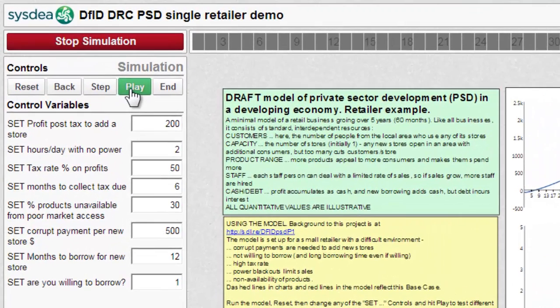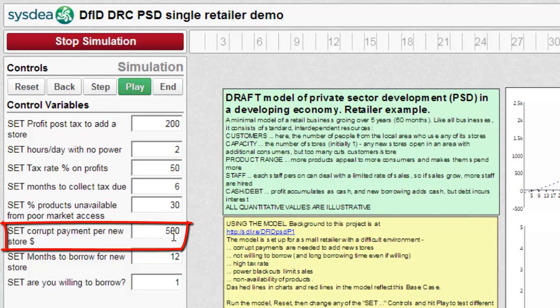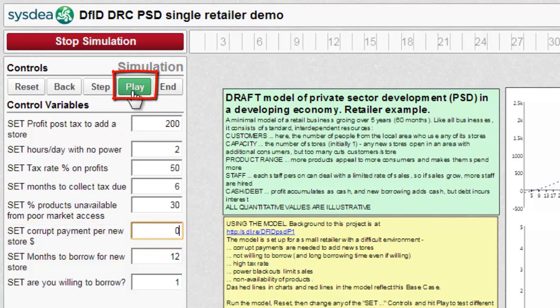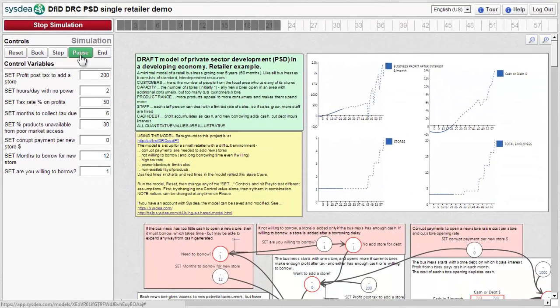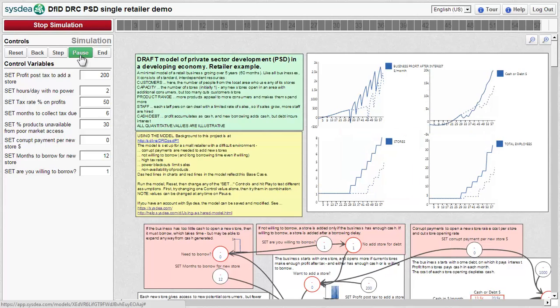To see what difference a single improvement makes, hit reset and, for example, set corrupt payment per new store to 0. Hit play and you can see that it is worthwhile to open more stores sooner if you don't have to pay this extra cost each time you open a store, and of course you make more money and employ more people. In all these charts, the dashed line plays out the base case we showed before, and the solid line shows the effect of any changes that you make.